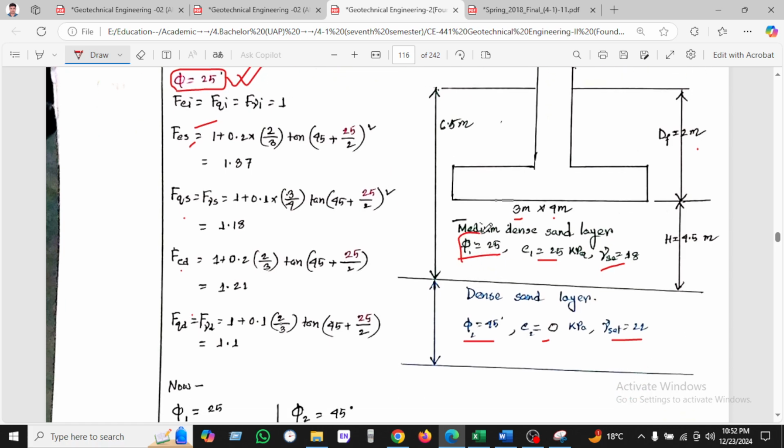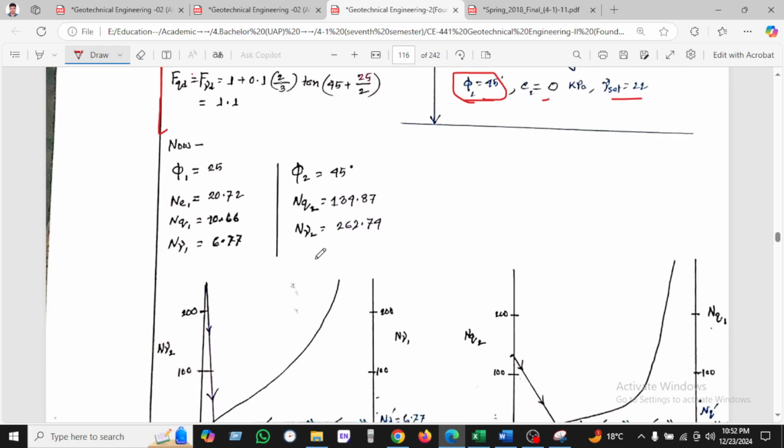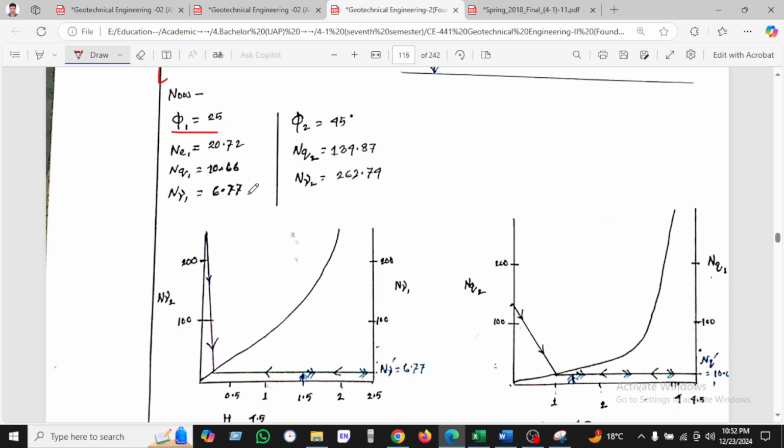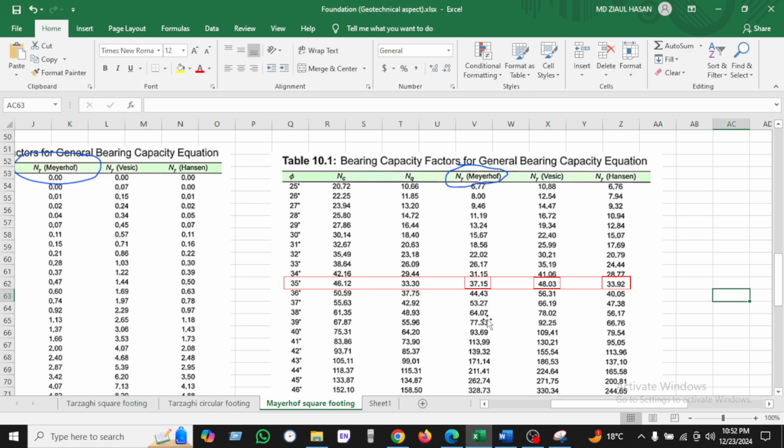Okay, we can see here two values, phi is 25 and phi is 45. For the shape factor, depth factor and inclination factor, we use 25 only. Why? Because the footing rests immediately on this layer. That's why we will use 25. Okay, I hope that you can understand. When phi equal to 25, then Nc1 and N gamma we can take from the Meyerhof chart.